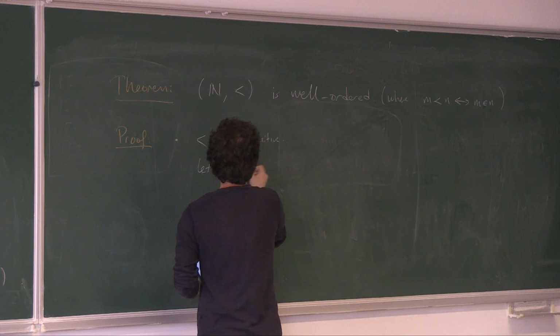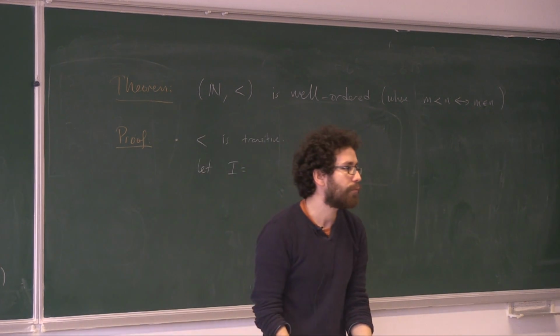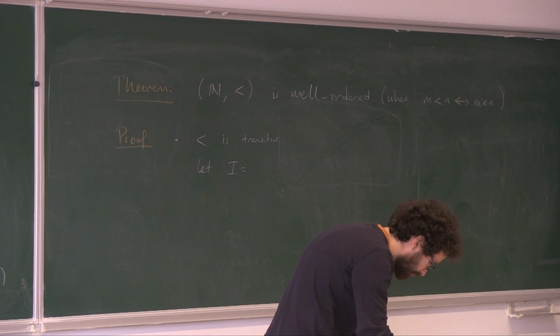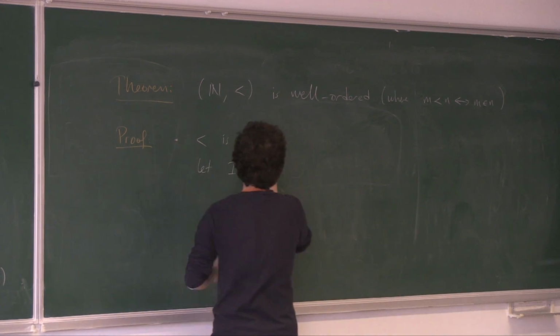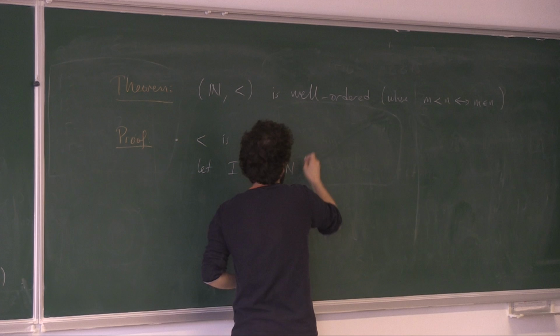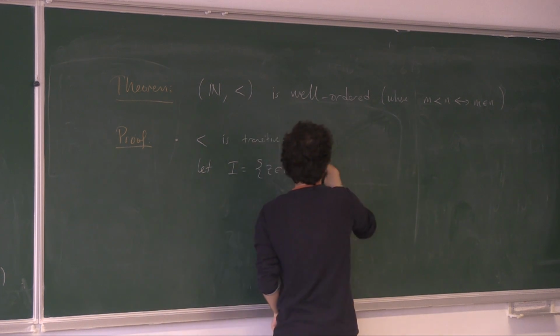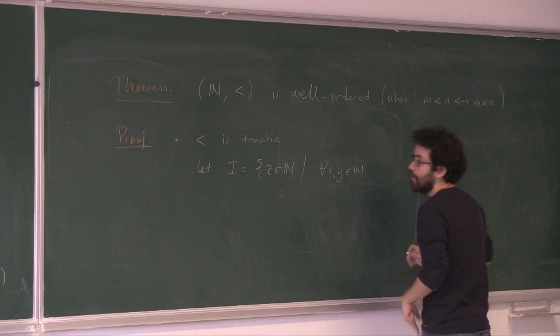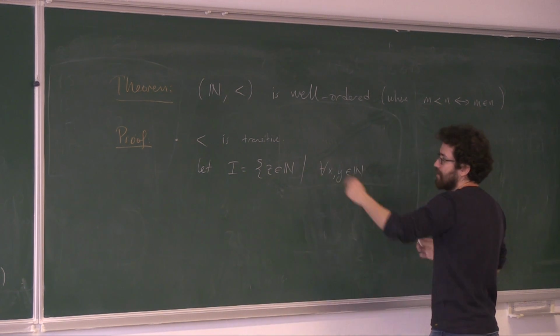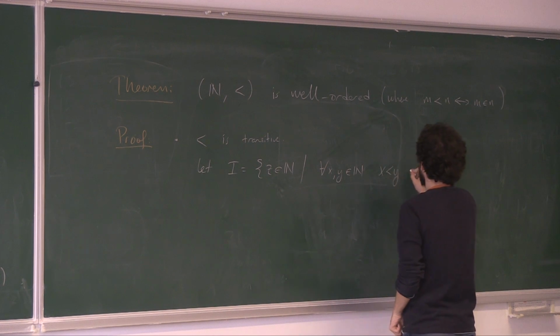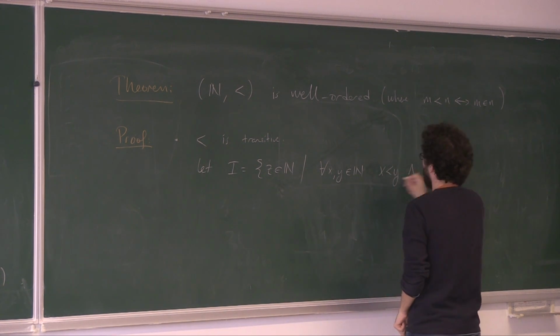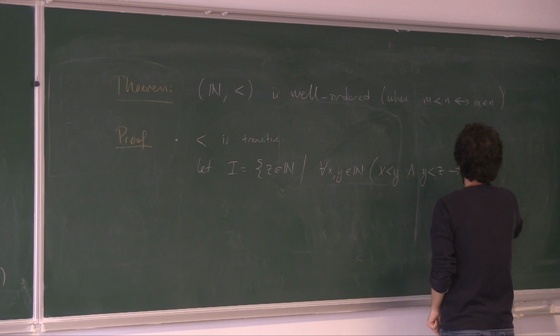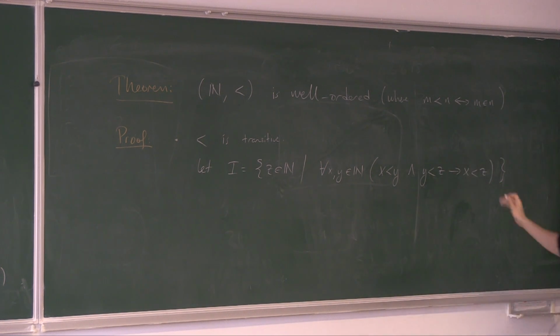One of the reasons I'm doing this proof in detail is it shows you how to prove things about natural numbers, okay? So let I be the following set. I'm taking the set of all natural numbers z such that I have the following implication. Okay?